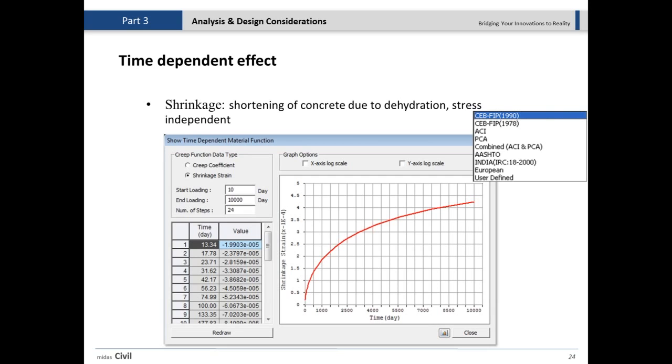The same thing applies for shrinkage. Shrinkage also happens in the concrete due to dehydration. The structure or beam shrinks a little bit because of losing water. So this effect also causes some additional losses in the tendon.